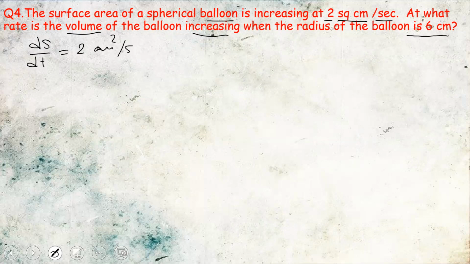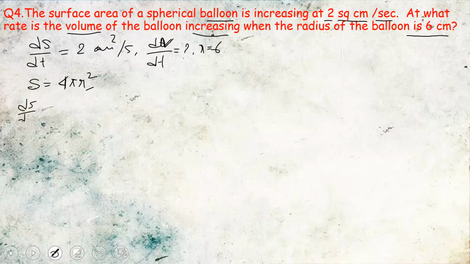So what do you need to find? You need to find dV/dt when r is equal to 6. So let's check. The surface area of a sphere is given by S equal to 4πr². We all know that the surface area of a sphere is 4πr², where r is the radius. So what is dS/dt?